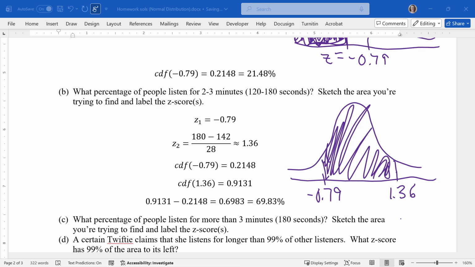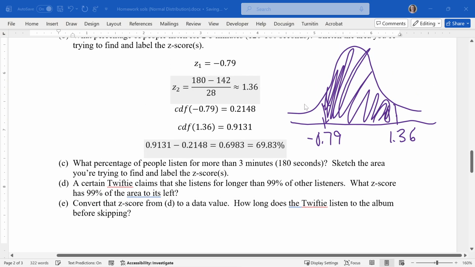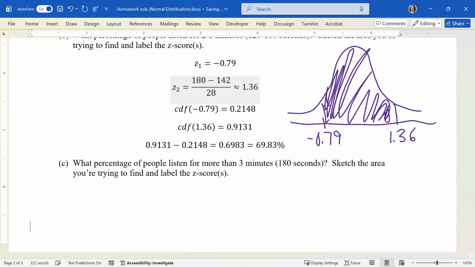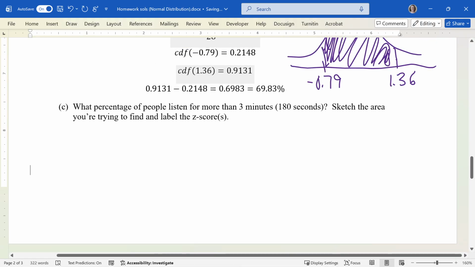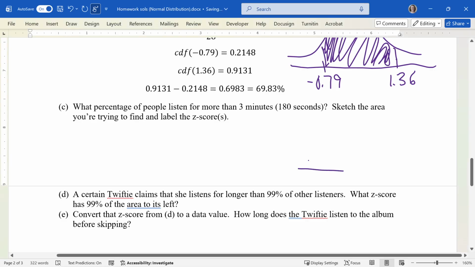Okay. Let's do the last part. Or the second, well, third to last part, I guess. I put a lot of parts on here. All right, what percentage of people listen for more than 3 minutes? So now I actually have all the numbers that I need right now. I just need to figure out how to use them, and doing this sketch can actually help me do that. So let me go ahead and do the sketch. Maybe I will make you watch this time.